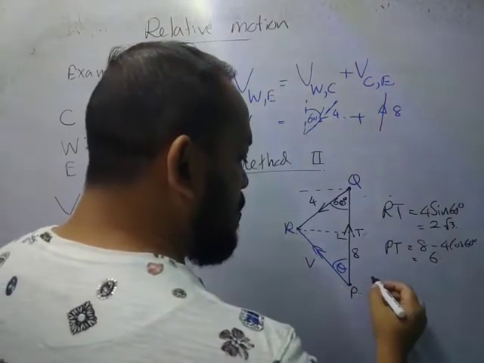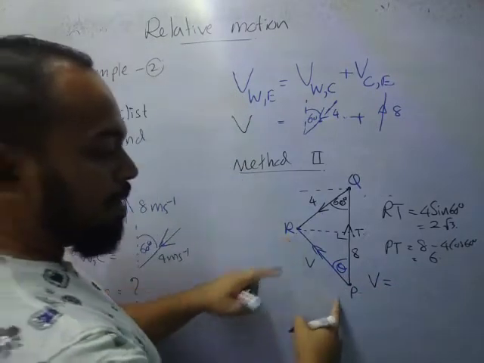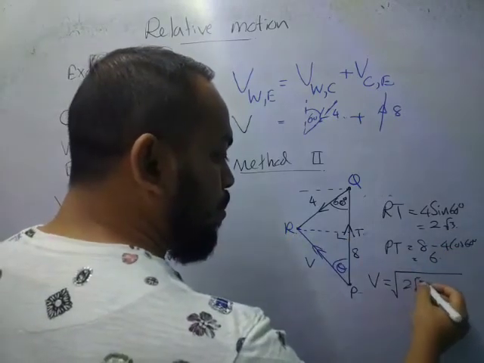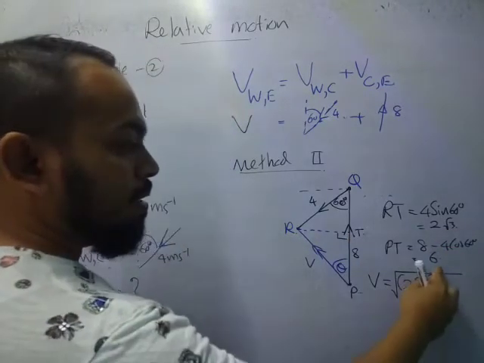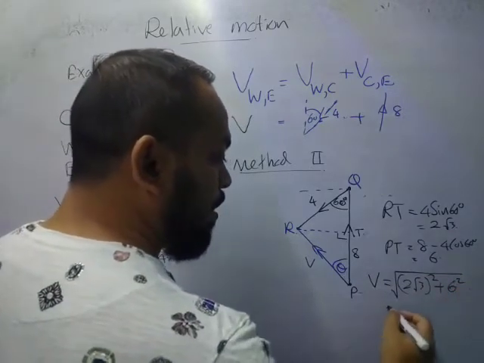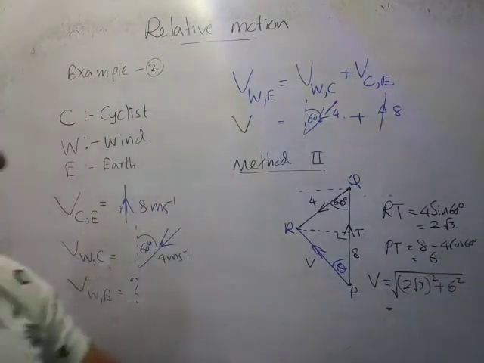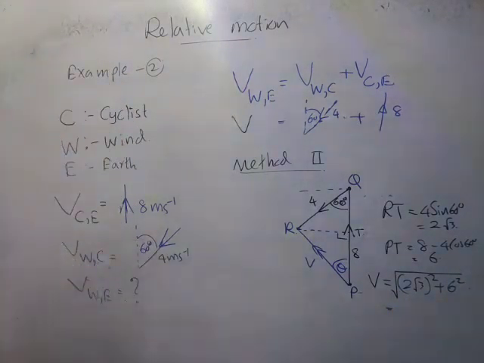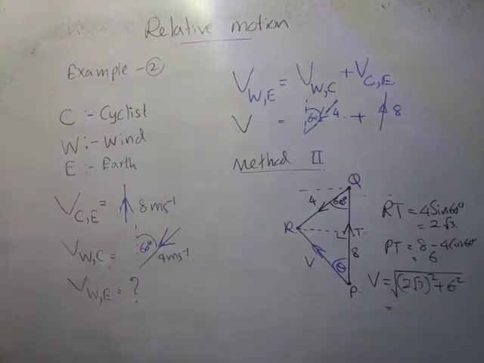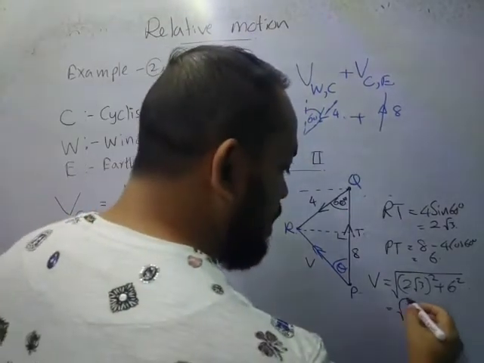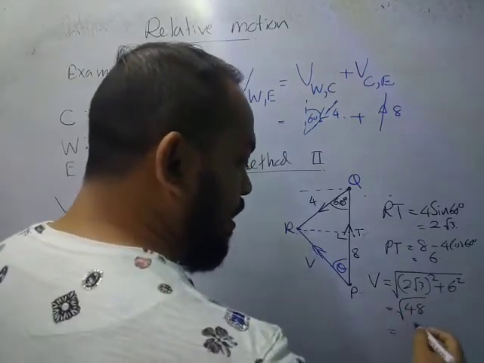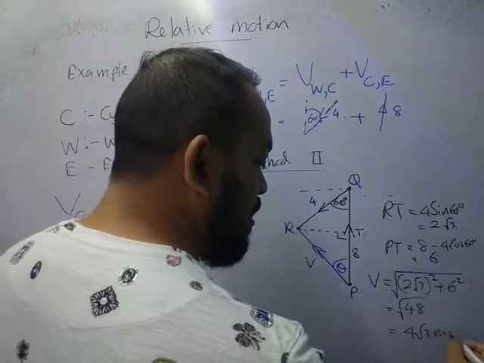What is V? So V is, now we can use Pythagoras theorem, the square root of RT squared, that means 2 root 3 whole thing squared, plus 6 squared. So when we take the answer, we get 4 into 3 means 12. This is 36. Then it becomes root 48. Root 48 means 16 into 3, so therefore the answer is 4 root 3 meters per second.